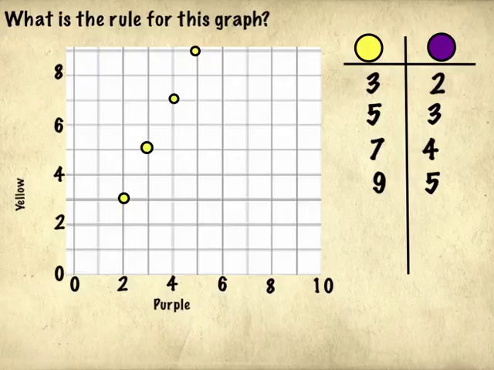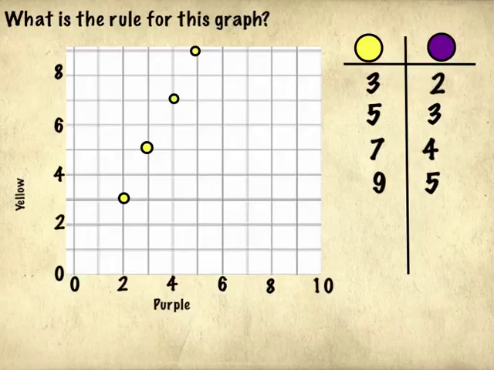So here I've graphed all of my values. When yellow was 3, purple was 2. When yellow was 5, purple was 3. When yellow was 7, purple was 4. And when yellow was 9, purple was 5. Now I can see a pattern right away. This is take away 1, take away 2, take away 3, take away 4.